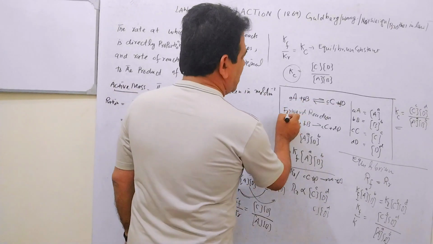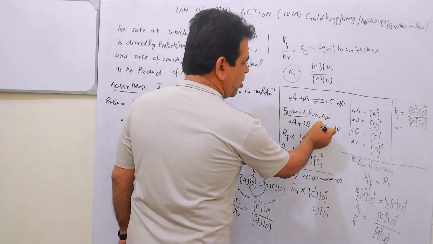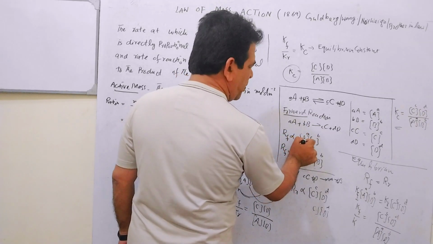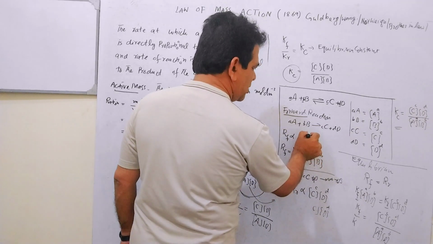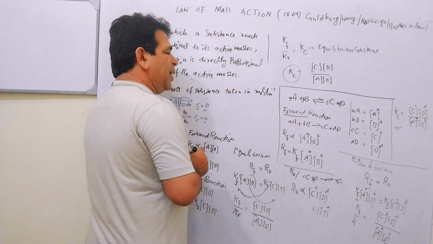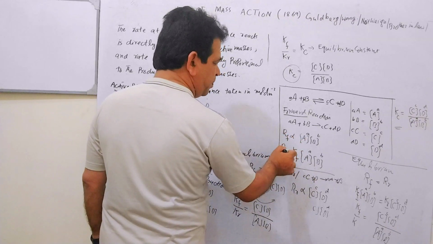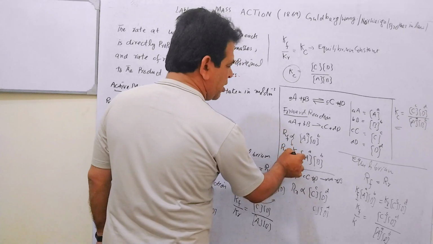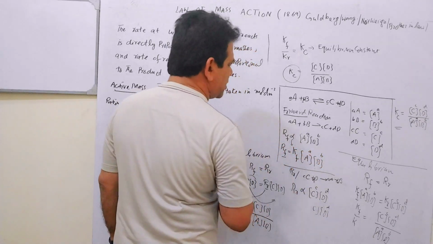Now in this reaction, the forward reaction can be explained as A will react with B to form C and D. The rate of forward reaction here will be directly proportional to A into B, and their coefficients will be their powers. A will have a small a as a power and B will have a small b as its power. Now the proportional sign will be replaced by a constant, Kf, so Rf will be equal to Kf into A^a into B^b.